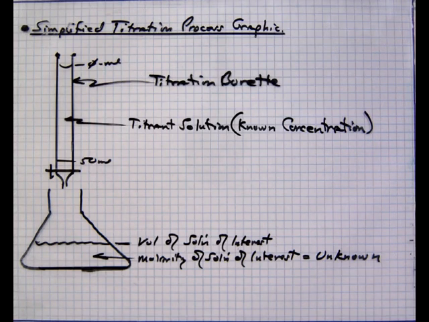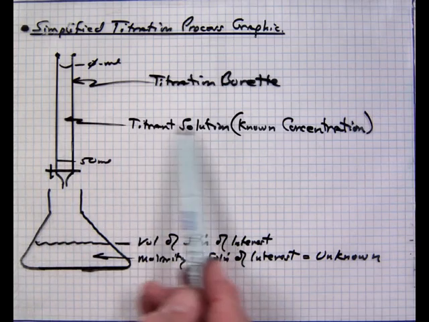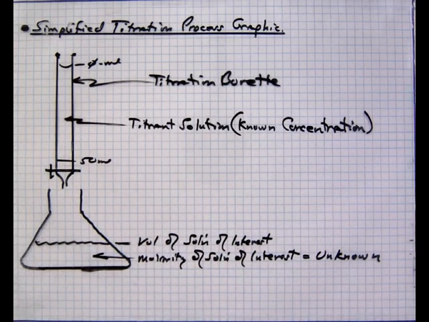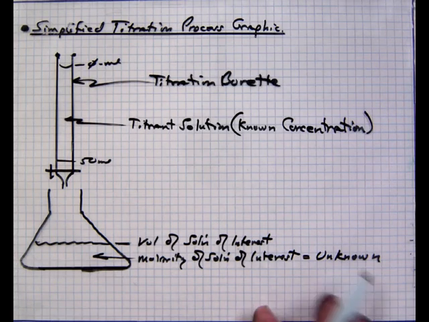Okay, now what we want to look at is a simplified titration process graphic to get a practical or real perspective concept of what's happening in the titration process. And in this, it is a titration burette in which we will put the titrant solution having the known concentration, and in the Erlenmeyer flask here, or beaker, whatever you want to use, appropriate, be sure it's clean and neutralized, a volume of the solution of interest.